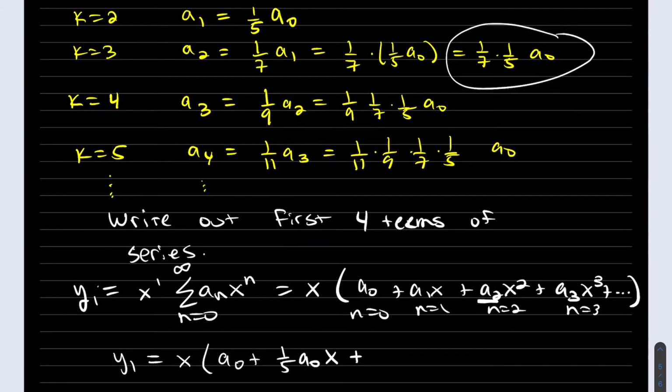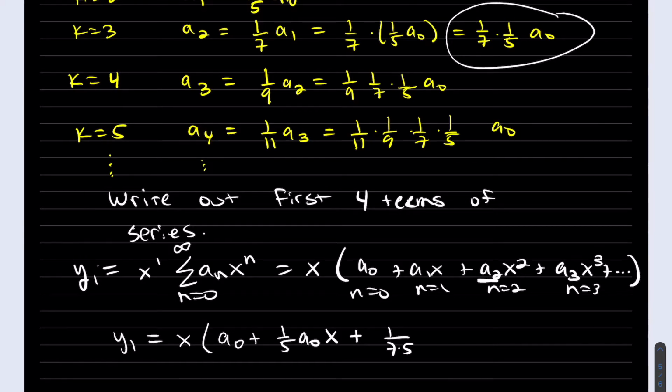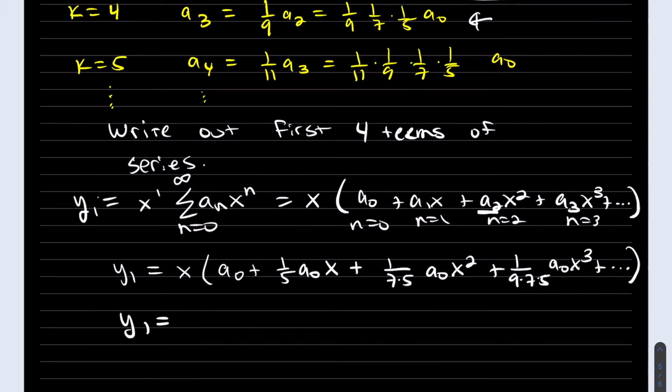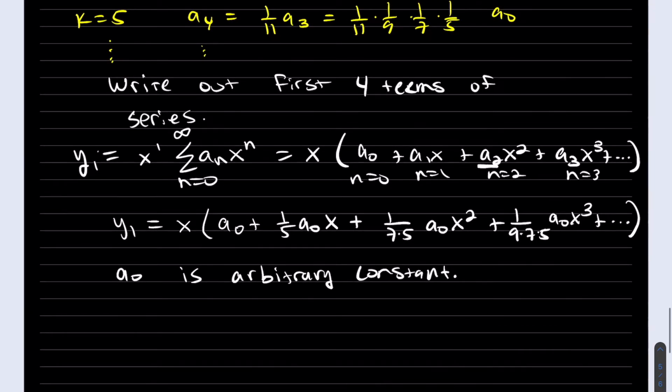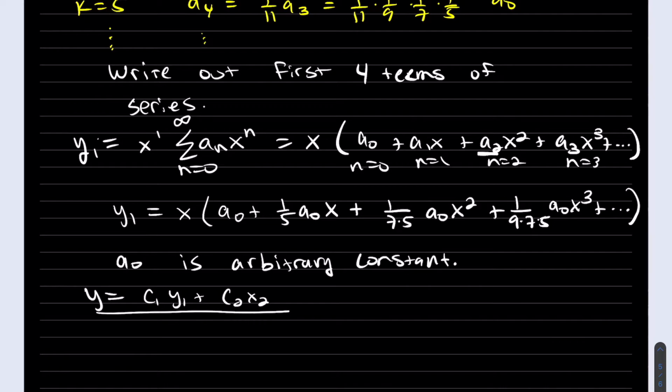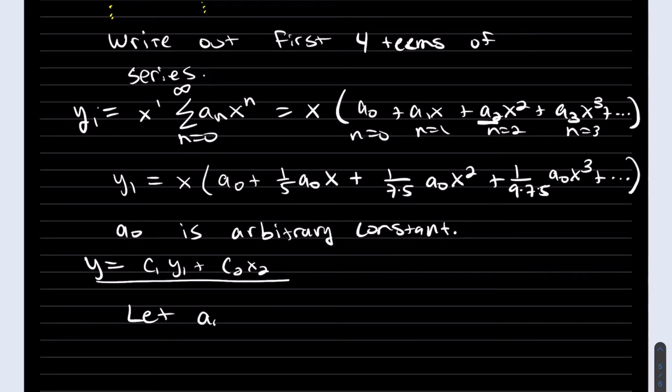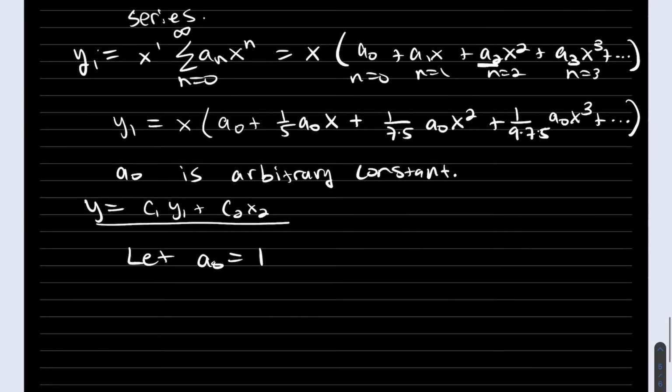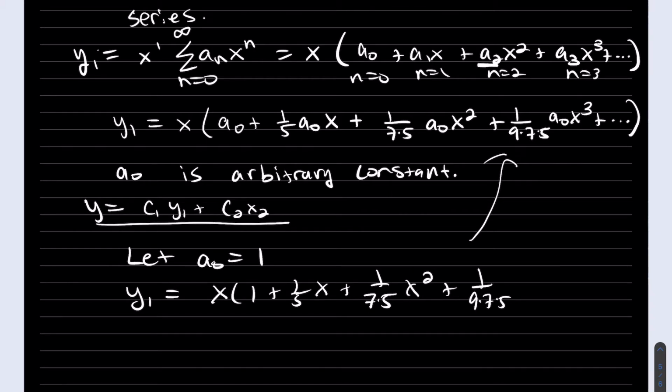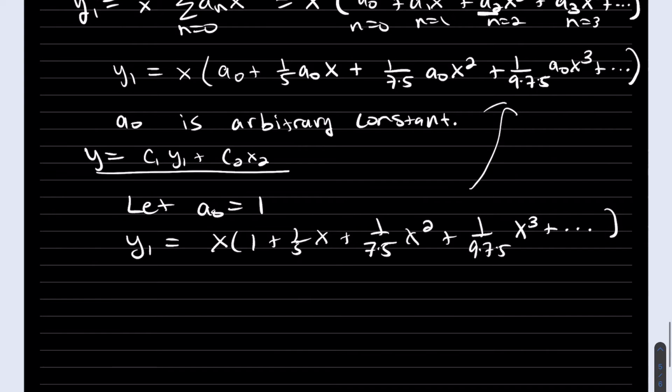A2 is right here, times x squared, and then A3 is right here, and it goes on forever. So y1, remember a naught was an arbitrary constant? Later on we'll just have our y equals c1 y1 plus c2 y2, but that's what that was. So we can let a naught equal 1, and then write it out that way. It looks nicer. 1 plus 1/5 x plus 1 over. Okay, and if you want, you can distribute that or not. So that's our first equation.